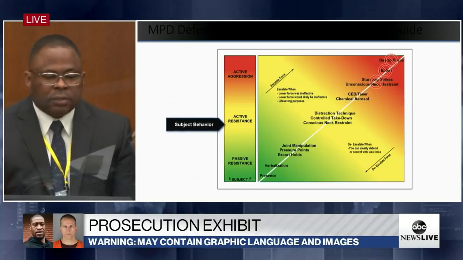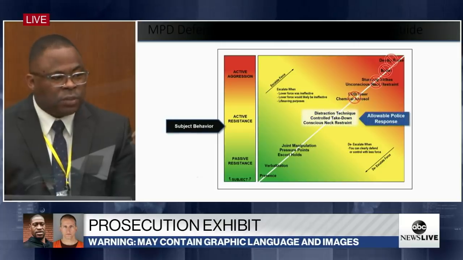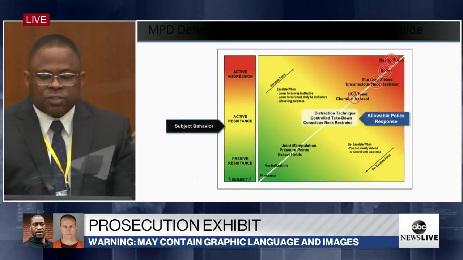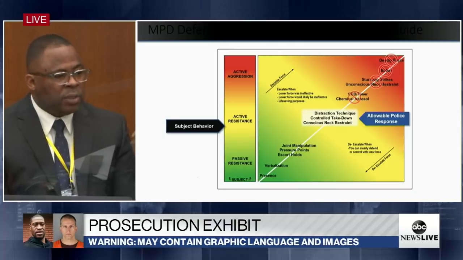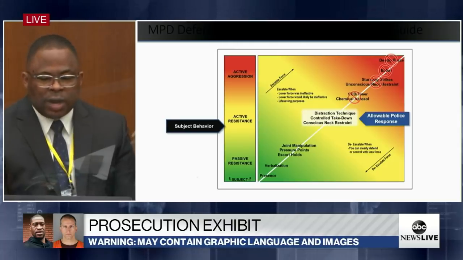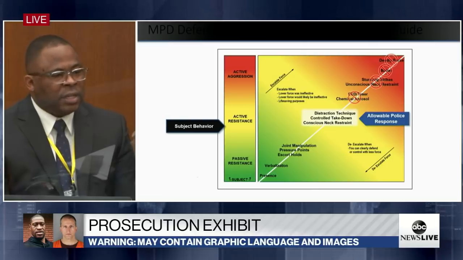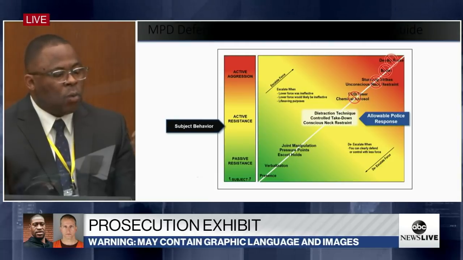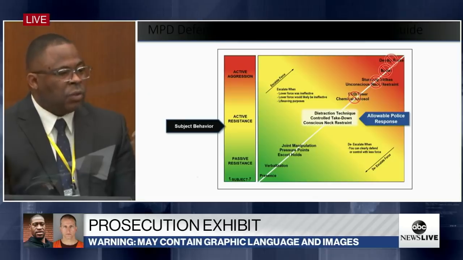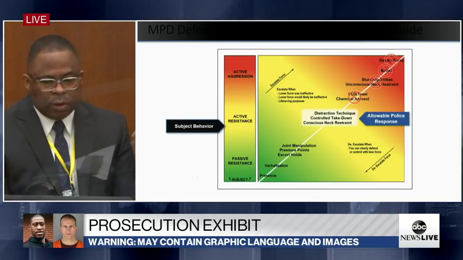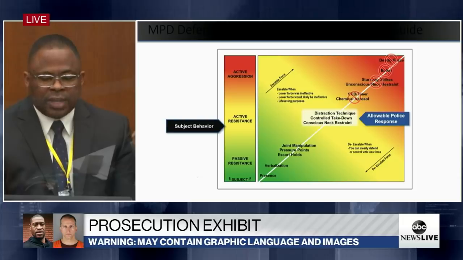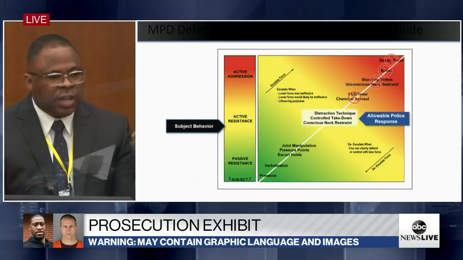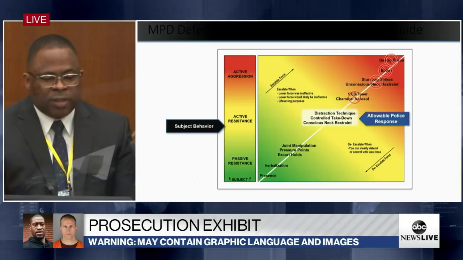If the subject's behavior doesn't meet that threshold, then an officer can utilize a distraction technique. A distraction technique is typically similar to a stunning strike, but it is used to temporarily stun the person in order to follow up with another technique to possibly take them down to the ground or use it to control them as well. Obviously, you have a control takedown as well and a conscious neck restraint to control the person based off of their active resistance.